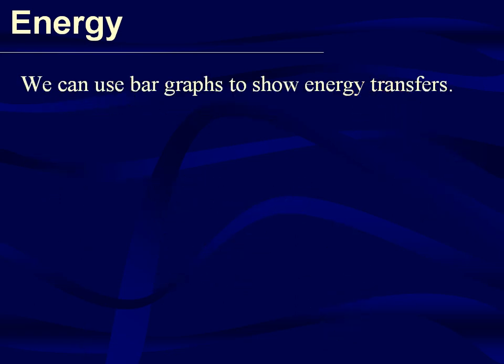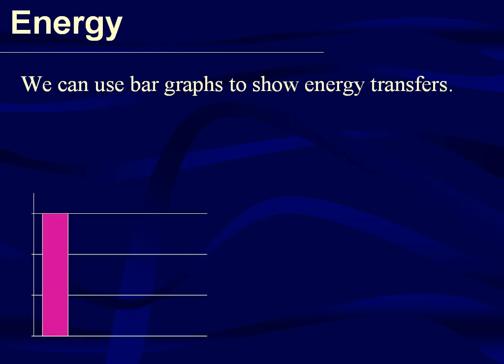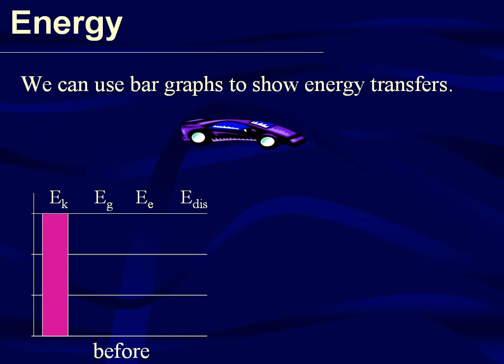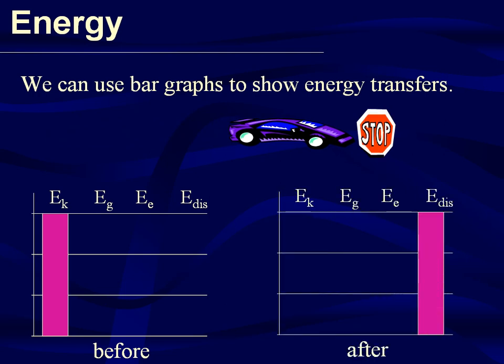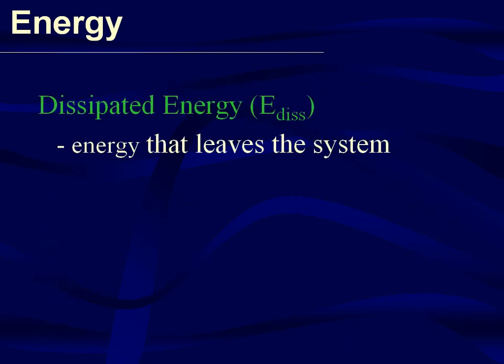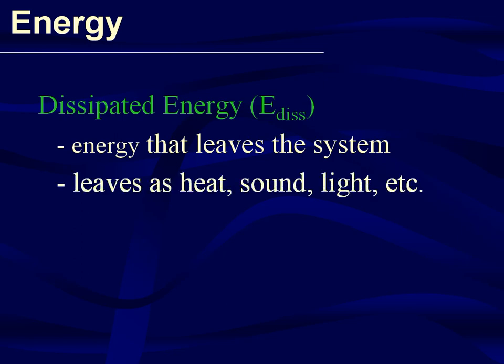We have been looking at how to keep track of the energy transfers, and energy can be kept track of when we have a bar graph. In this case, we have a car that's traveling at a speed. It hits the brakes and its energy leaves. It's gone. But we call that dissipated energy because that's energy that leaves the system. It didn't disappear, but it left the car and the road, which is the system. It leaves through forms such as heat, sound, light, different things like that. And the key thing is to stress that we don't lose the energy overall. It just leaves one system and goes to another.